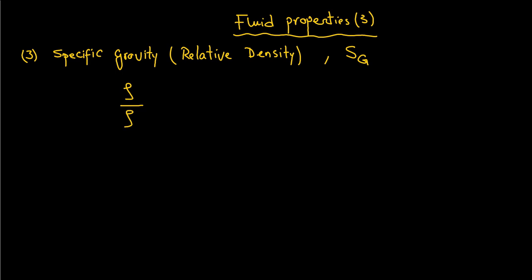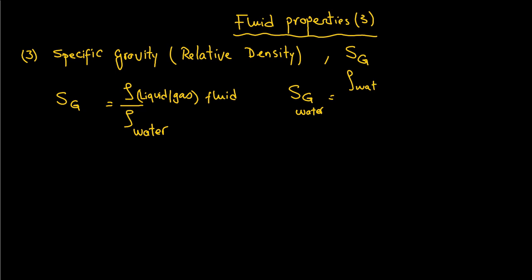But when you do relative, usually you reference your property to a very valuable one. So the most valuable fluid in our life is actually water. So if you divide the density of any liquid or gas, I would say in general, of any fluid, divided by the density of water, this is what gives you the specific gravity. So for example, what is the specific gravity of water? It's going to be the density of water referenced to the density of water. So the specific gravity of water will be 1.